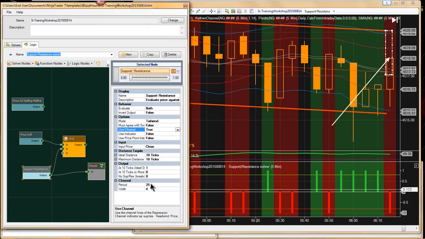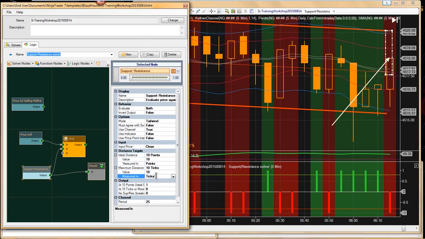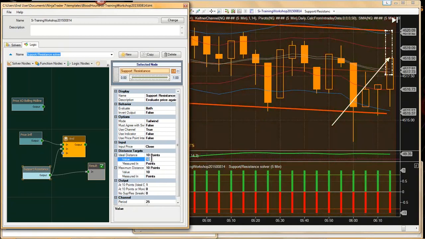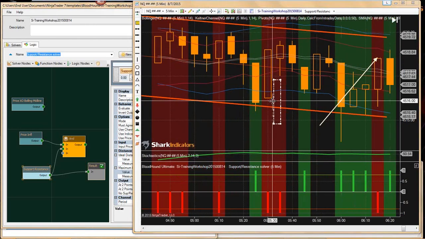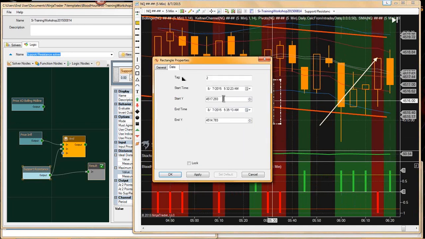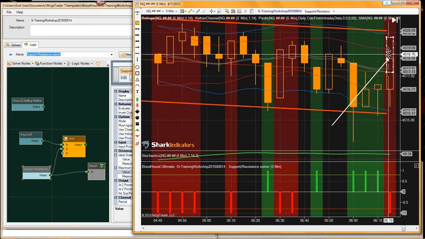So you know what, I think 10 ticks is probably a little high. Let's set this to points. And how about if we just go 2 points, 2 points. And I can take my little measuring device and I'll set this to points. There you go, so that's a 2-point difference. And now if I measure that, yeah, all right.